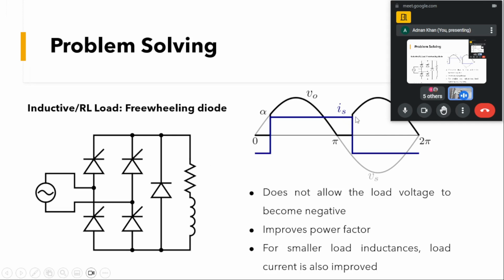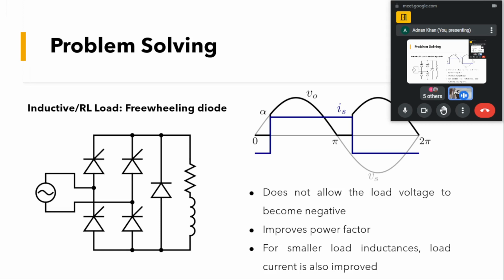So due to this freewheeling diode, what we are able to achieve is zero voltage for some period of time, and due to this zero interval, the average of the output voltage would increase as compared to the output voltage of the circuit without the freewheeling diode.